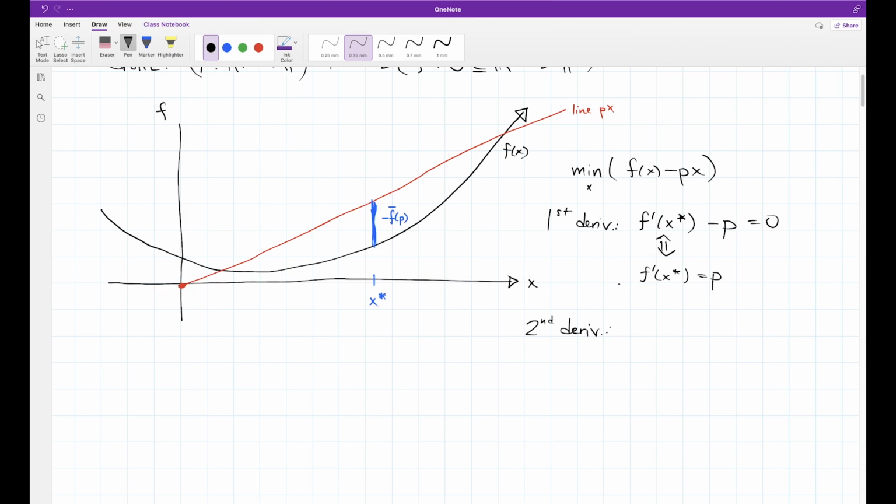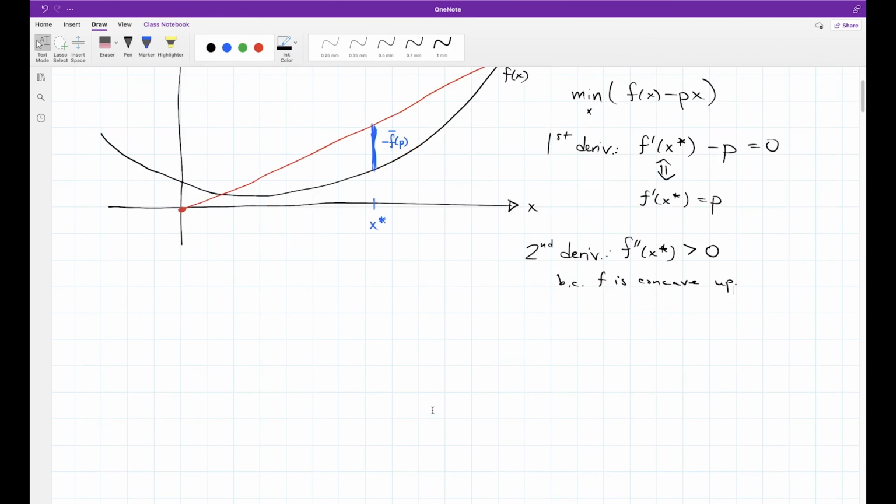To do that, we'll want to take the second derivative and evaluate it at x star. So we want to first take the second derivative of this expression. But the second derivative of this expression is actually quite simple. It's going to be the second derivative of f of x, again evaluated at x star, minus the second derivative of a linear function. But the second derivative of a linear function is 0. So it's just this. And now we're in business. This has to be greater than 0 because f is concave up.